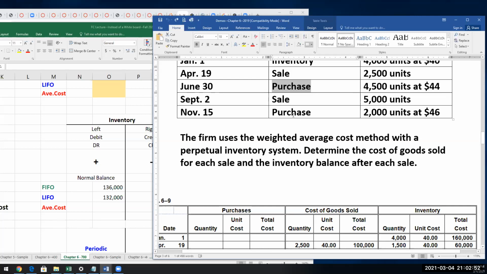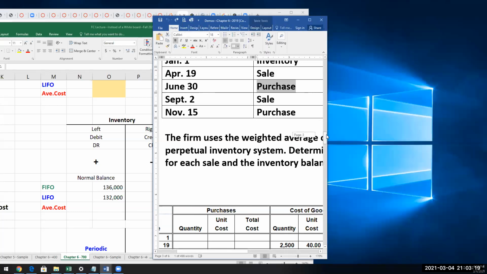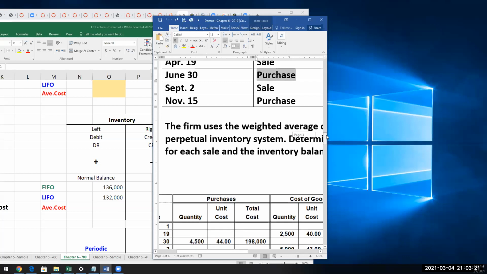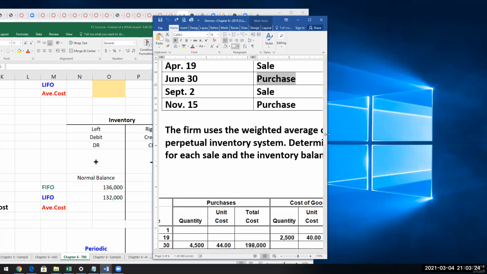So I need you to do some math again. Would you please take 4,500 times 44? There's a lot of fours there. 4,500 times 44. Can somebody please calculate that? How much did we have to spend to get 4,500 units at $44 each? Does everyone have 198? That's what we had before, right? So that did not change.